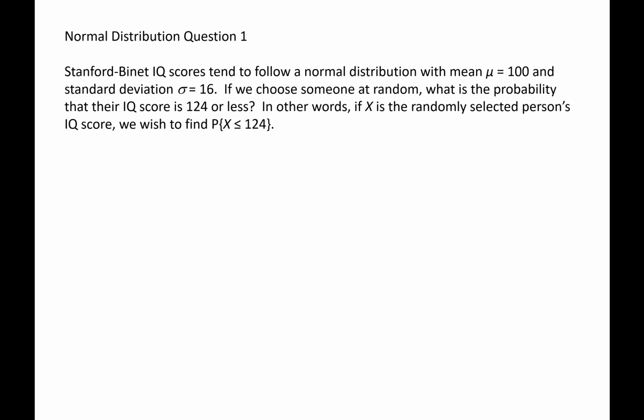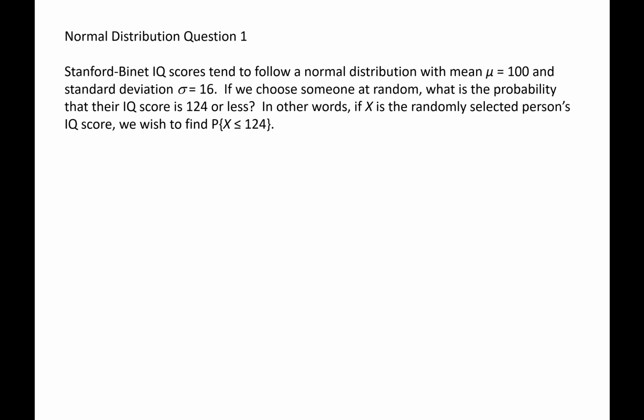Here's a typical normal distribution question. Stanford Binet IQ scores tend to follow a normal distribution with mean 100 and standard deviation 16. And IQ tests are actually standardized, so this is true. If we were to choose someone at random, what's the probability that their IQ score is 124 or less? And if we want to think about that in terms of the random variable x, what we're saying is, what's the probability that x is less than 124?